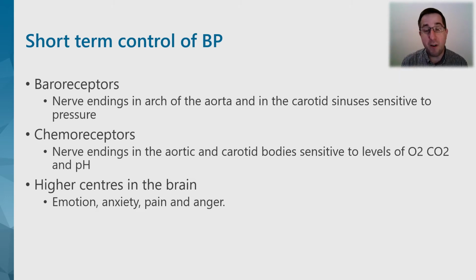So you have baroreceptors, which are nerve endings in the arch of the aorta and the carotid sinus, and they are sensitive to pressure. There are also chemoreceptors, nerve endings in the aorta and in the carotid body, which are sensitive to levels of oxygen, carbon dioxide and pH, and they will change in reaction to that.